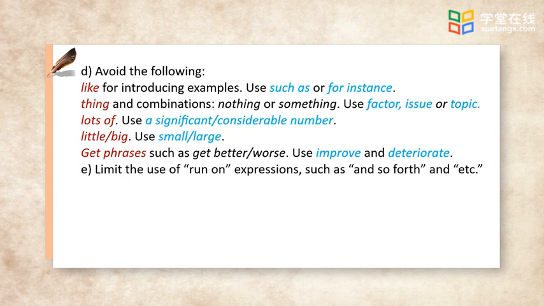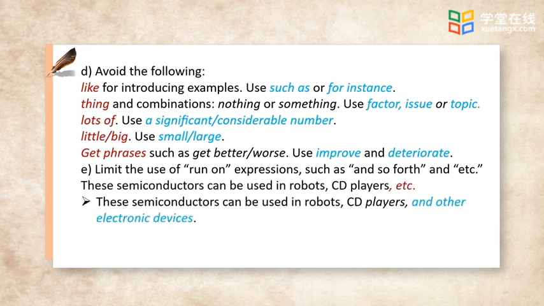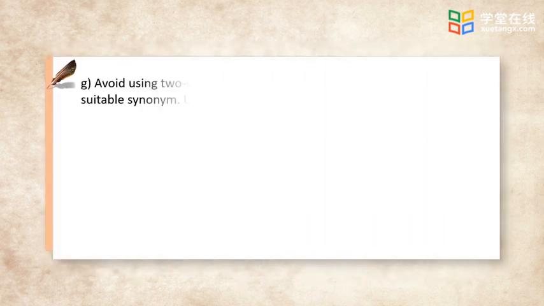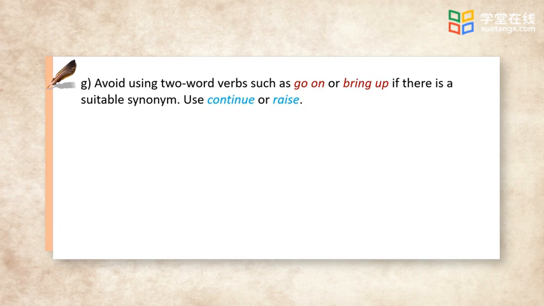E. Limit the use of run-on expressions such as and so forth, and etc. Instead, we say these semiconductors can be used in robots, CD players, and other electronic devices. F. Avoid adverbs that show your personal attitude, likely, remarkable, surprisingly. G. Avoid using two-word verbs such as go on or bring up. If there is a suitable synonym, use continue or read.